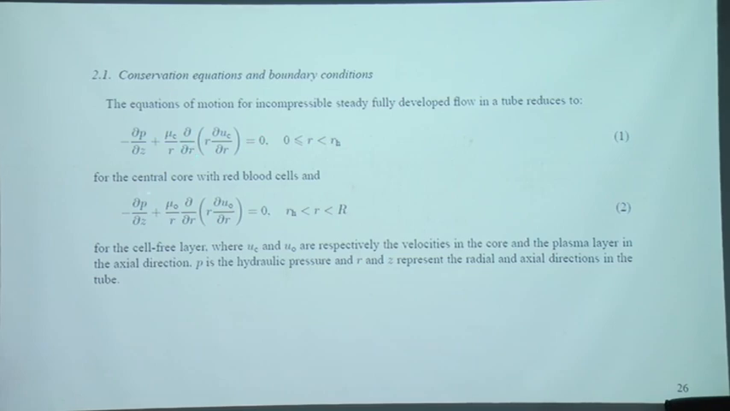Similarly, for the cell-free layer, we can write the same equation, but the only difference is that the fluid properties are different. The fluid in the cell-free layer does not contain red blood cells, whereas the fluid in the core has red blood cells, so they have different densities and viscosities. That needs to be accounted for. Now, you can actually solve these two equations mathematically without using any numerical computational tools.